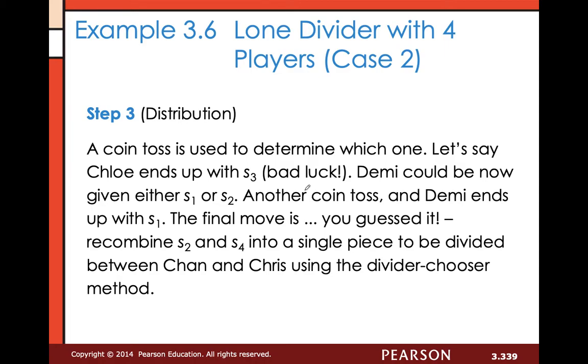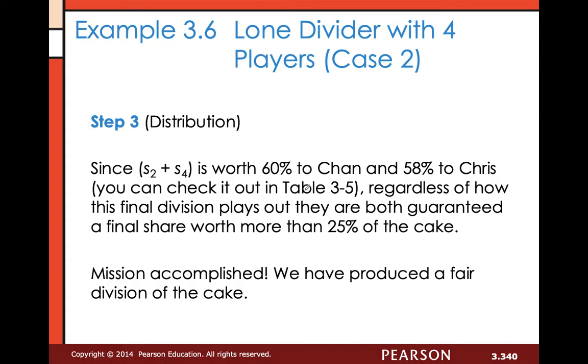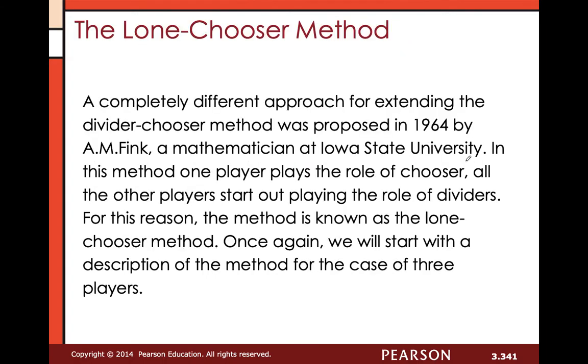The final move, you guessed it, we're going to take S2 and S4 into a single piece to be divided between Chan and Chris using the divider-chooser method. And since S2 plus S4 is worth 60% to Chan and 58% to Chris, if you want to check it, go back to that table and add them up. Regardless of how you divide it out, they're both guaranteed a final share worth more than 25%. Half of 60 would be 30%. Half of 58 would be 29%. So in either case, they're going to end up with a fair division of the cake.